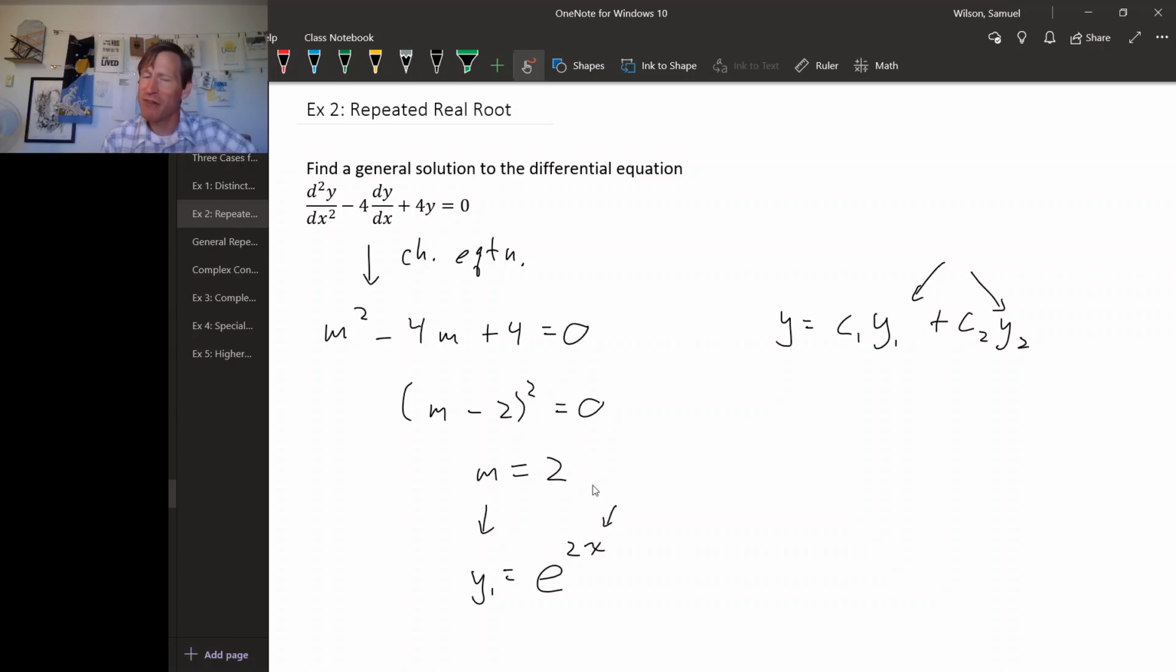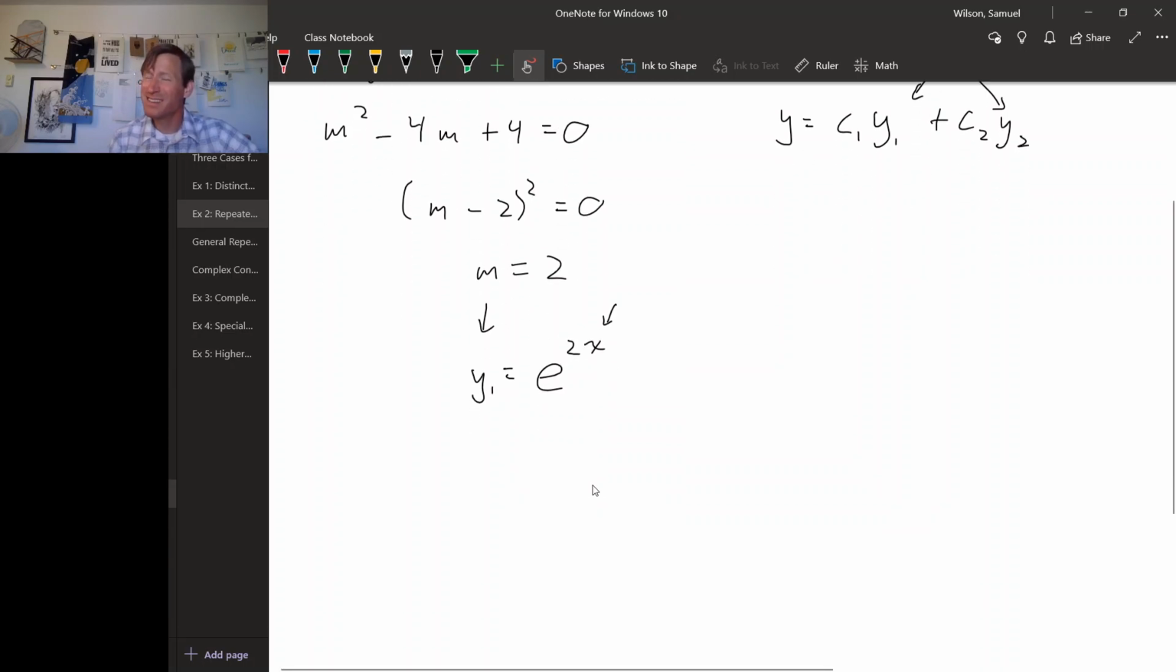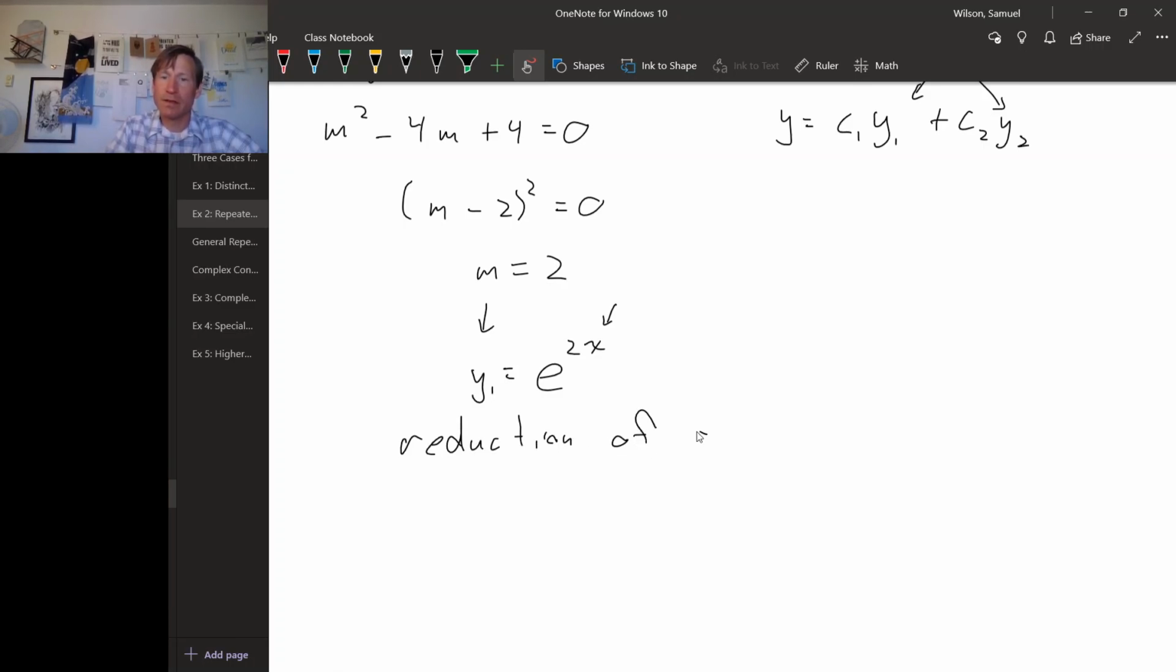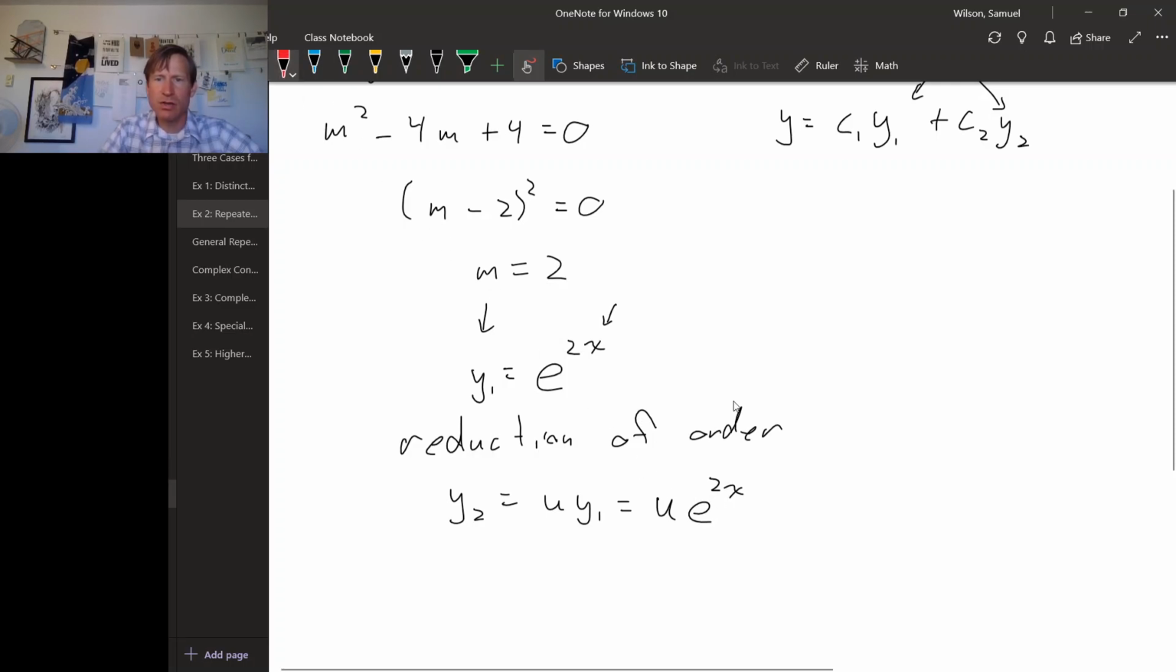Well, remember, if you have one solution to a homogeneous linear differential equation, you can find a second solution by using reduction of order. So let's do that. Our trick for reduction of order was that your second solution should be some function, which we called u, times your first solution. In this case, that's u times e to the 2x, and remember that u here is really a function of x.